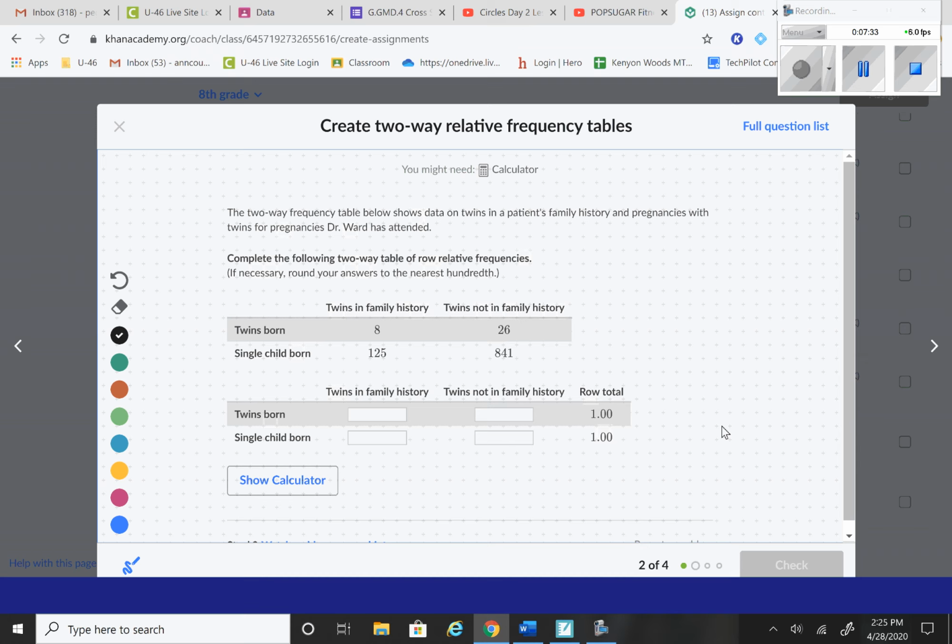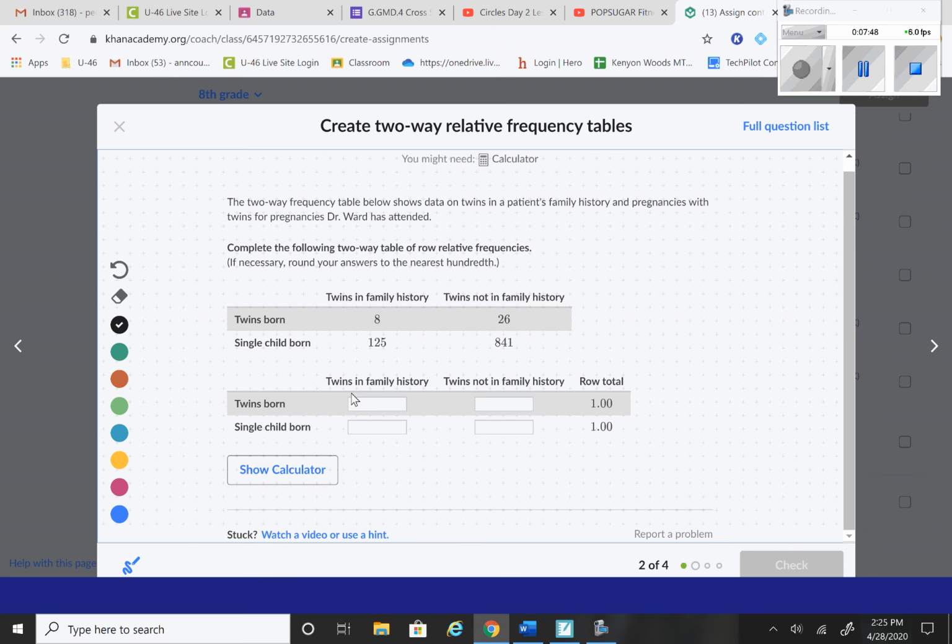It says the two-way frequency table shows data on twins in a patient's family history and pregnancies with twins for pregnancies Dr. Ward has attended. They want us to take a frequency table and turn it into a two-way relative frequency table. Now they're going across and having it add up to one. So twins born, twins in family history, twins not in family history. I'm going to be taking 8 plus 26.